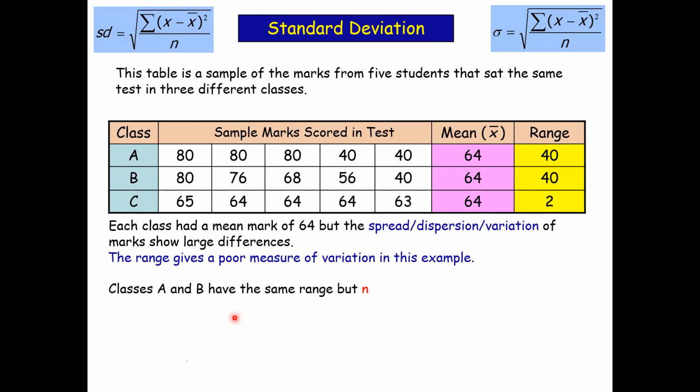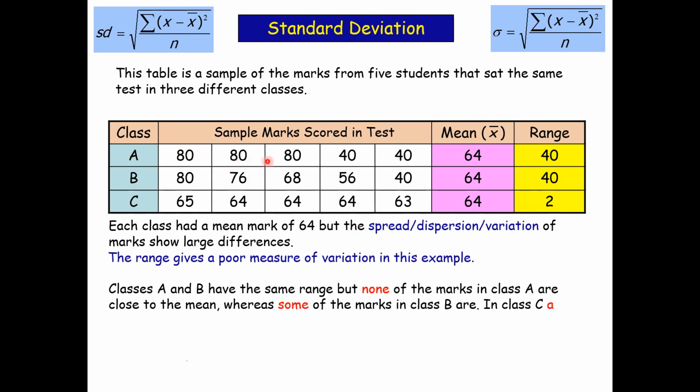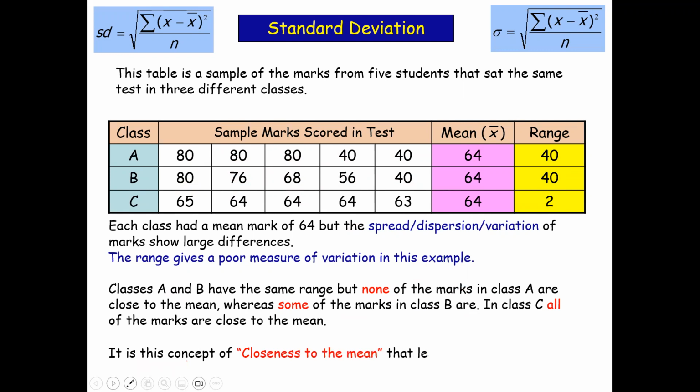So classes A and B have the same range of 40, but you'll notice that the marks in class A, 80, 80, 80, 40, 40, are not close to the mean. But if you look at class B, 80, 76, 68, 56, and 40, they are close to the mean. So that is the concept that we want to discuss, the closeness to the mean. And this is what leads to the definition of standard deviation, closeness to the mean.